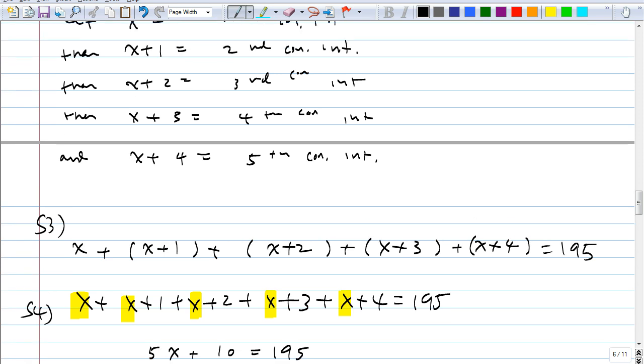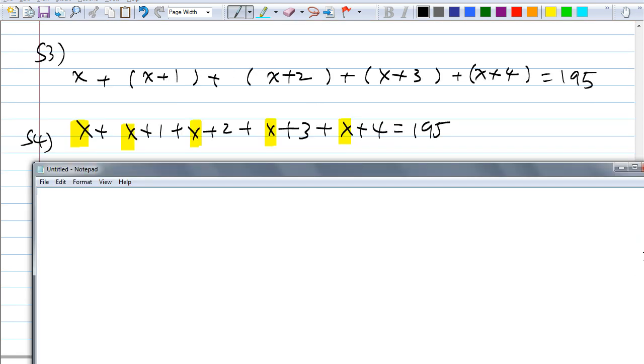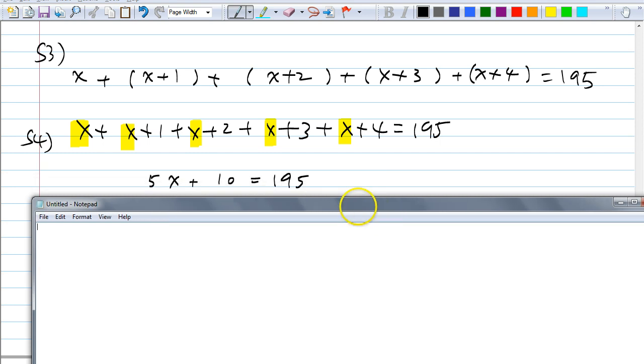195. How many people got this so far? 5x plus 10 equals 195, good. Okay, if you didn't, go ahead and fix your mistakes, okay? Any questions so far? Now can you solve this? Go ahead, everybody try. I'll give you a little time. I think most of you are already done. But here, I'll give you some time. Finish it, okay?